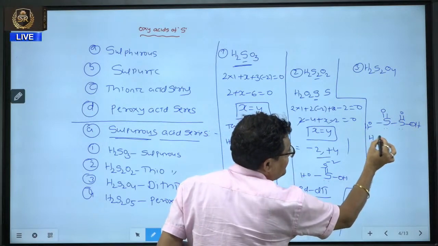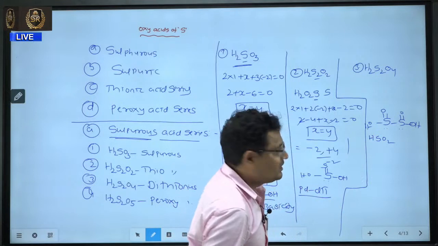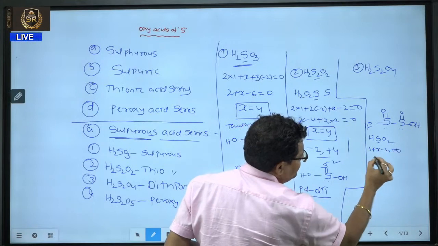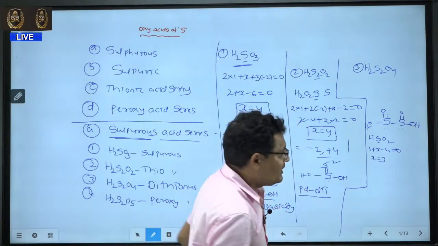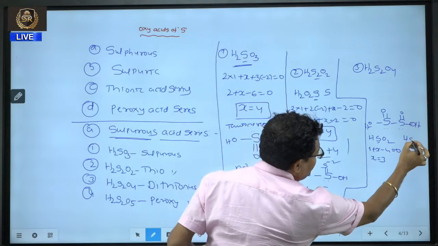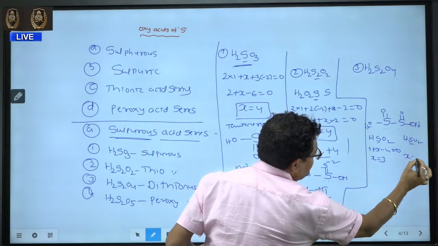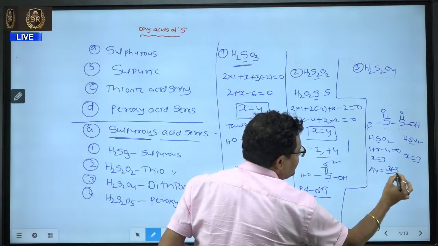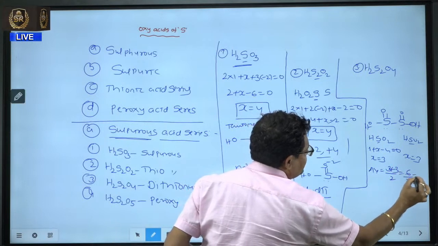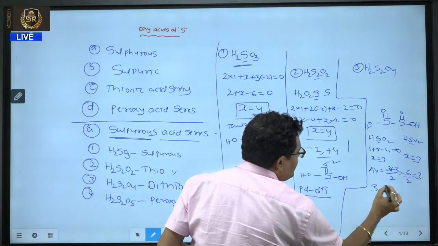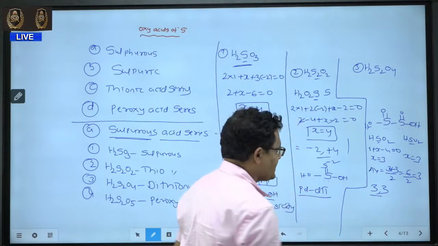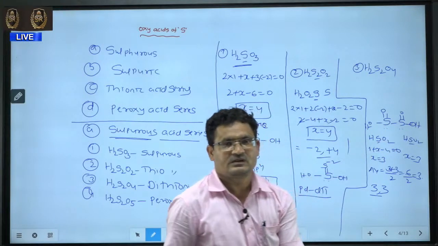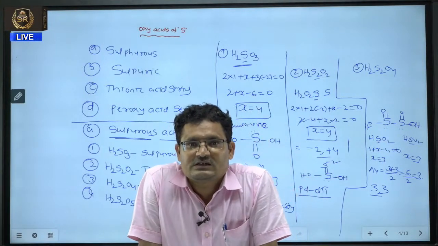What is the formula? HSO2. You have to find the oxidation state here. 1 plus x minus 4 equal to 0, x equal to 3. The right hand side is also the same, HSO2, x equal to 3. Its average oxidation state equals 3 plus 3 by 2, that is 6 by 2, equal to 3. That's why the oxidation state of sulfur here is 3. In this one also 2 OH is there.